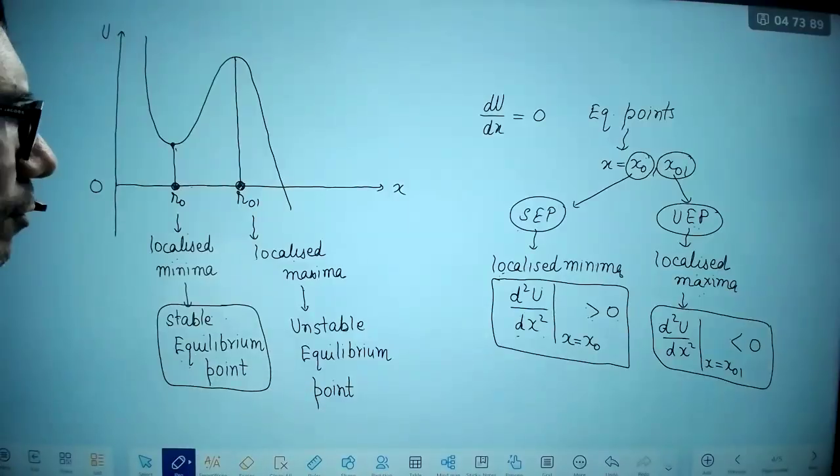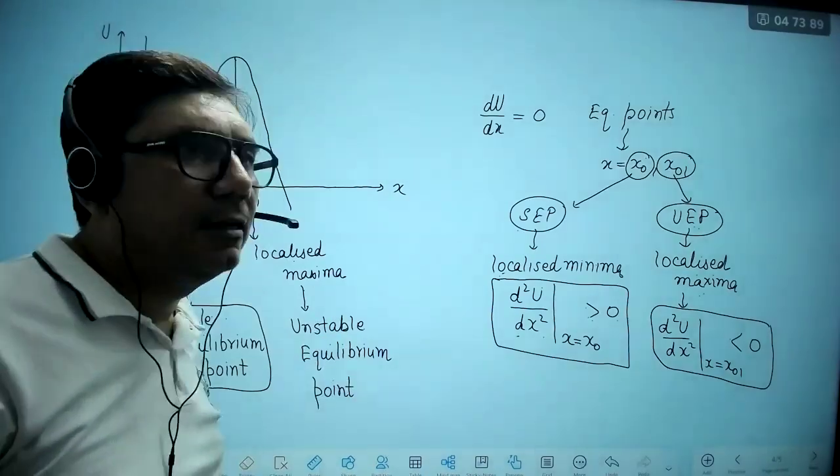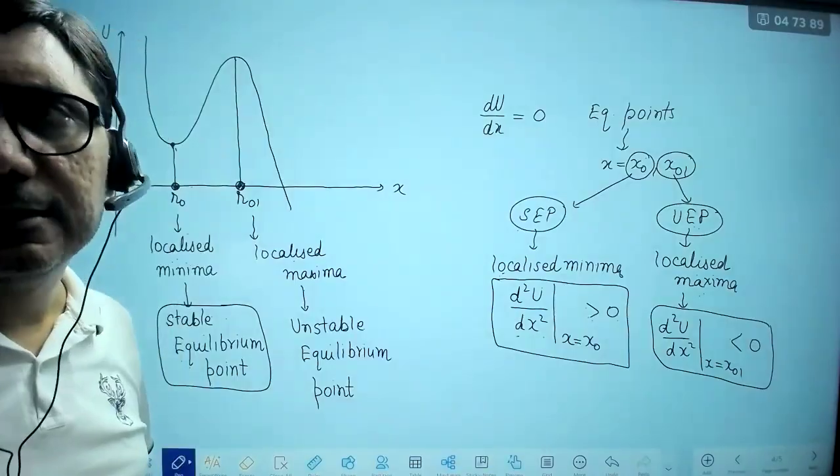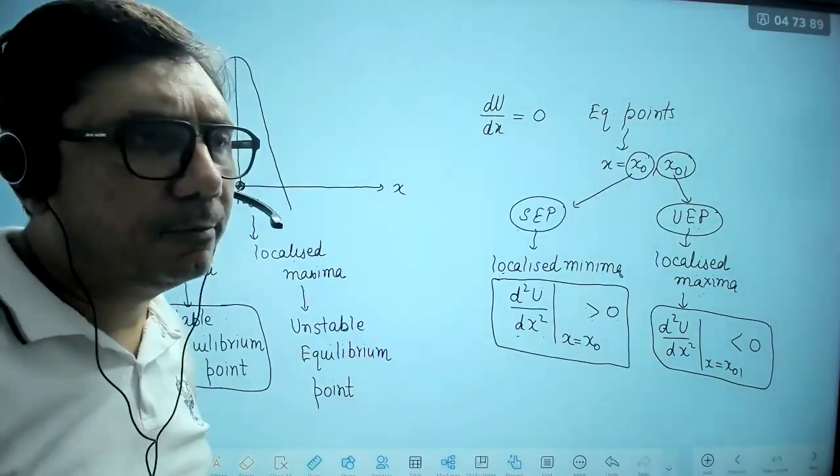Okay, so for today I am going to stop here. In the next class I will complete this topic, stability analysis, and then I will discuss numerical problems of this.